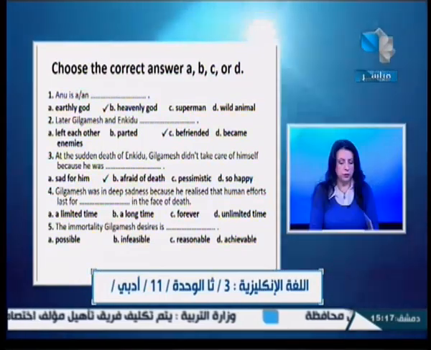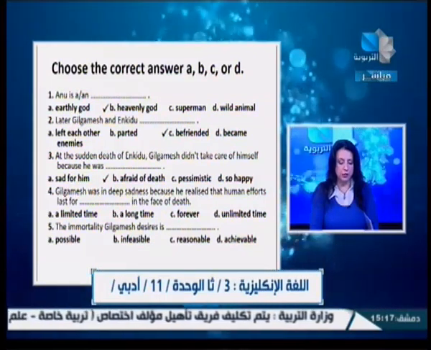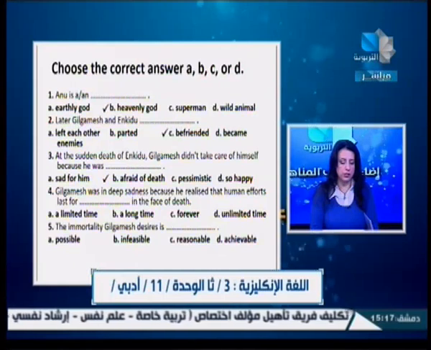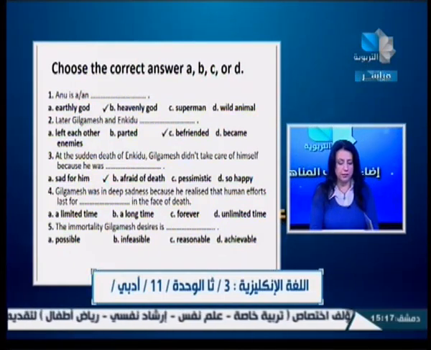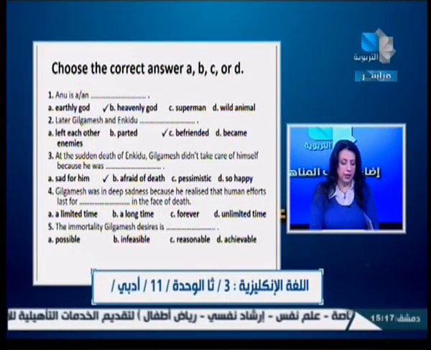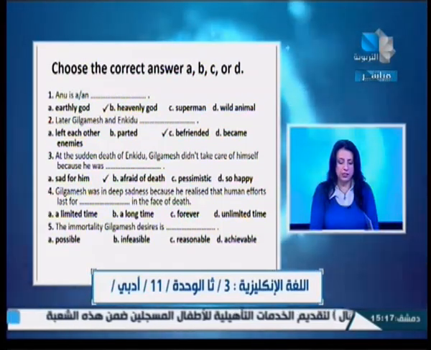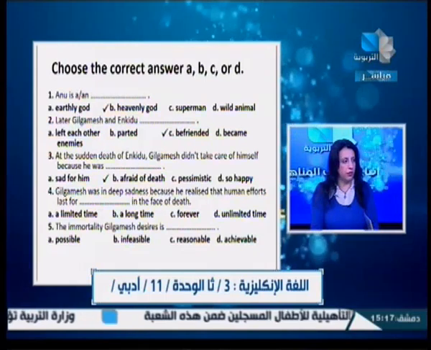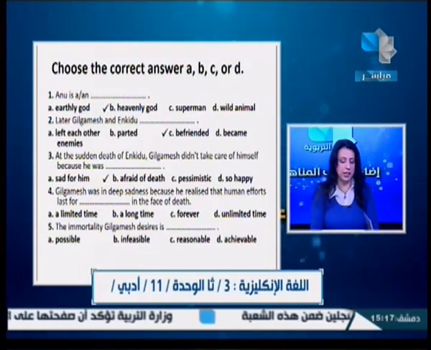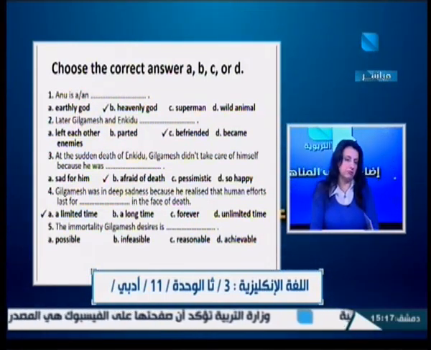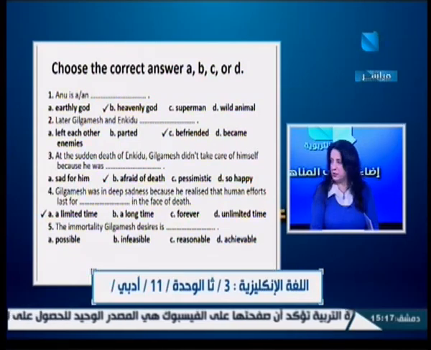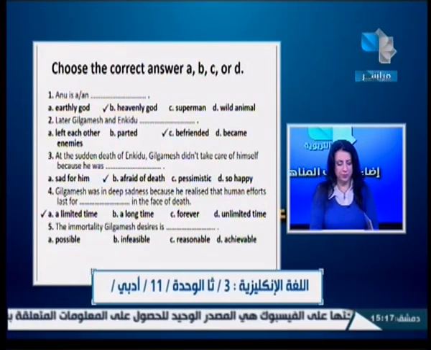Number four. Gilgamesh was in deep sadness because he realized that human efforts last for A, limited time, B, a long time, C, forever, or D, unlimited time. Well, we can see that three answers are almost the same. It's A, limited time, because it's temporary. Yes, temporary. Number five.